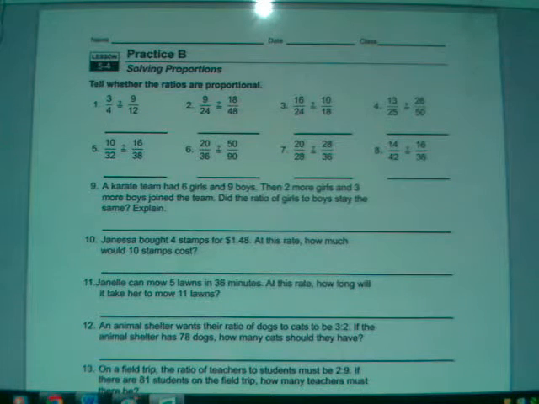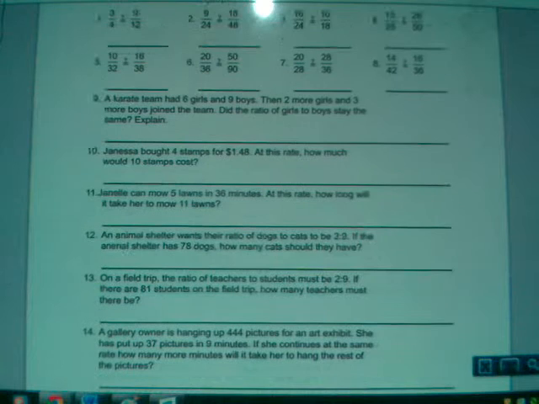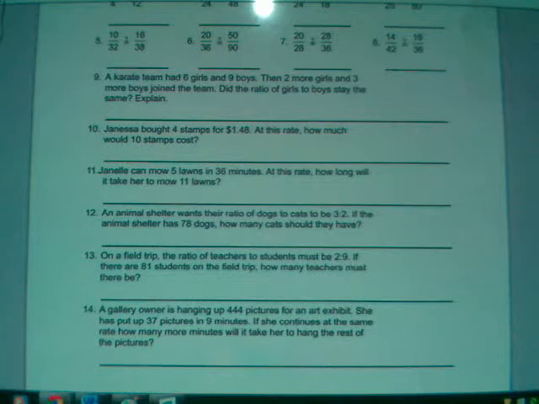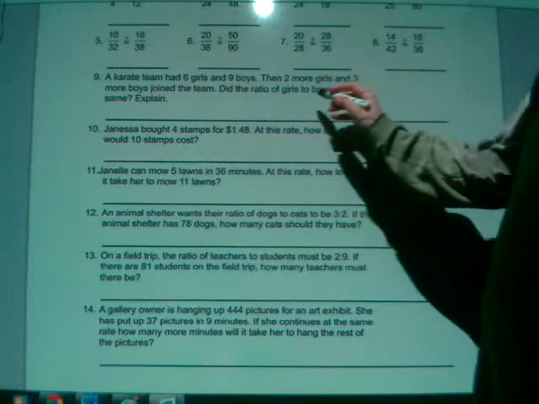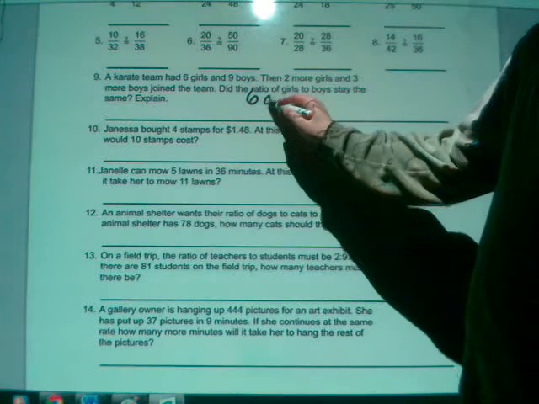All right, so now let's take a look at the bottom half from 9 on down. As you can see, we have all story problems to think about here. And we won't do them all, but we'll take a look at a smattering of them. So let's start with number 9. It says a karate team had 6 girls and 9 boys. So there's a ratio for us. 6 girls, 9 boys.